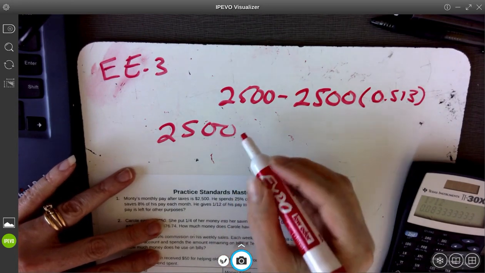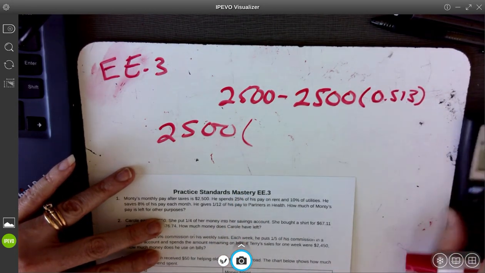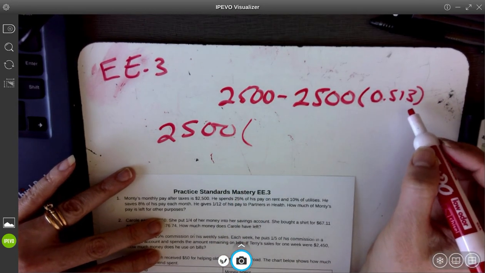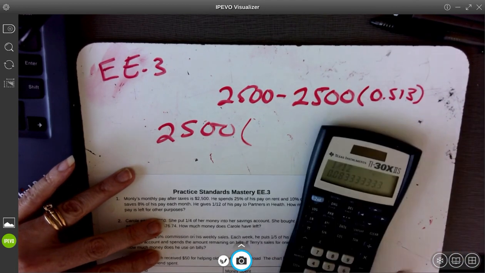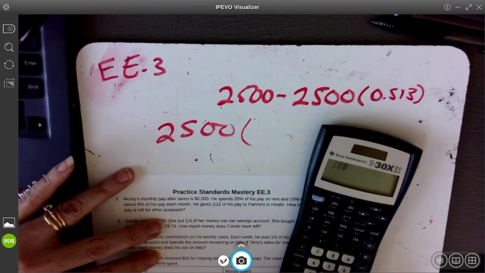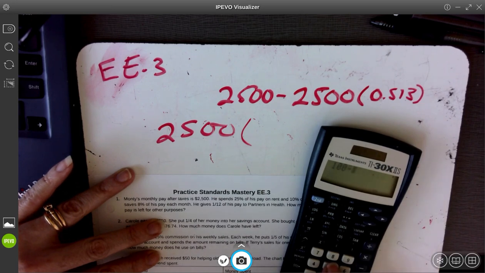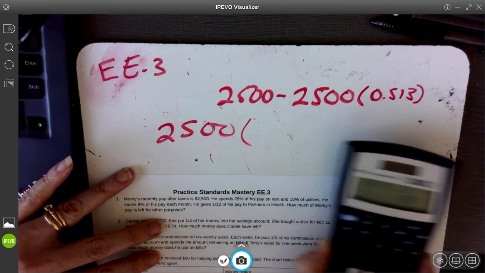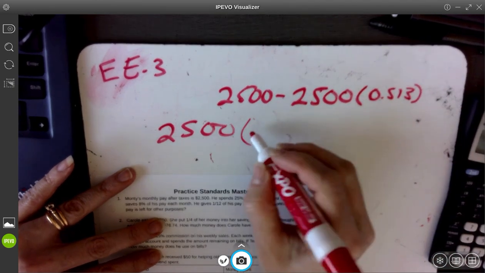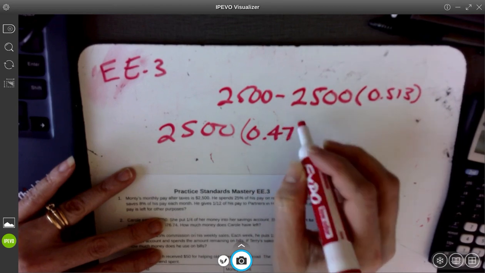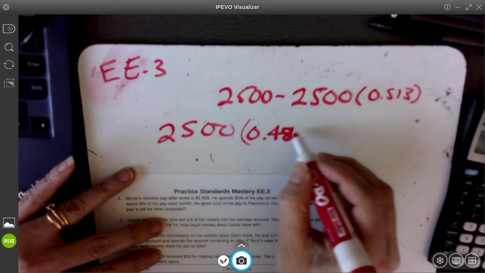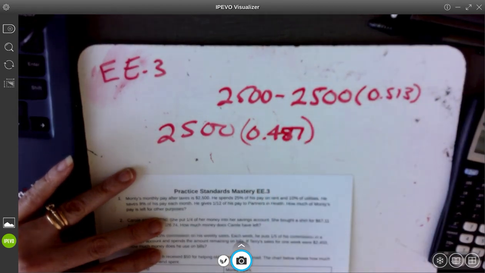Okay, I could do the other expression of this, which is to do the inverse. So instead of 0.513, I could subtract from 100. I go 100 minus 51.3. So 100% minus 51.3% would give me 48.7%. So these two are equivalent expressions.